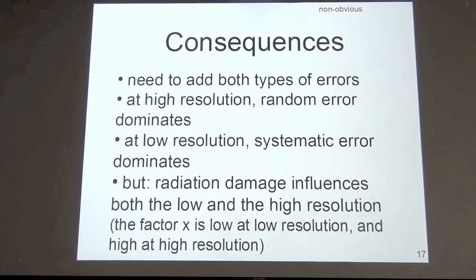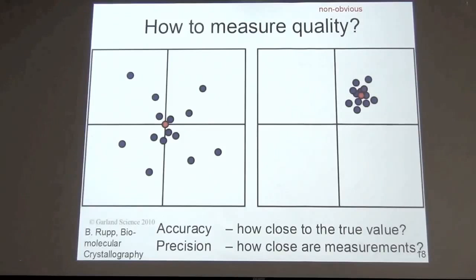And there is one exception to this very simple rule: radiation damage, the worst of all kinds of errors. This does influence the high resolution, as we all know, but it does also influence the low resolution. So it's a kind of systematic error that is really also prominent at high resolution. I have to keep this in mind, but it's just unfortunate that it's like that.